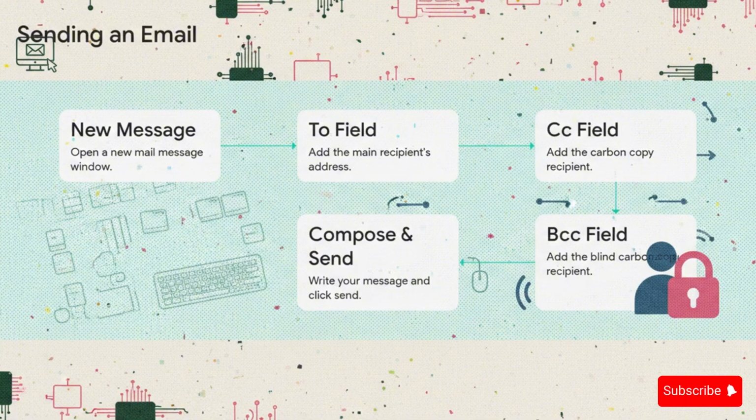The main person gets the To field. Anyone you want to publicly keep in the loop goes in CC. Everyone can see they got the email. And finally, anyone you want to secretly copy, like yourself for your records, goes in BCC. They get the email, but their address is totally hidden from everyone else.